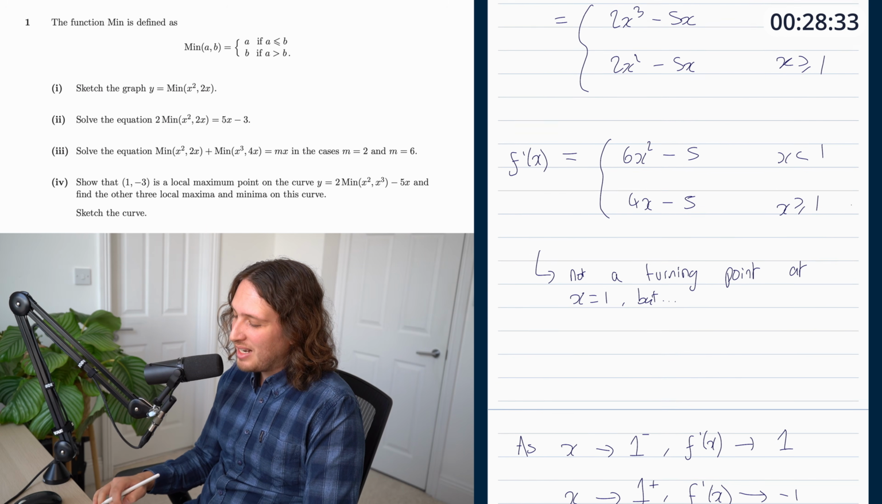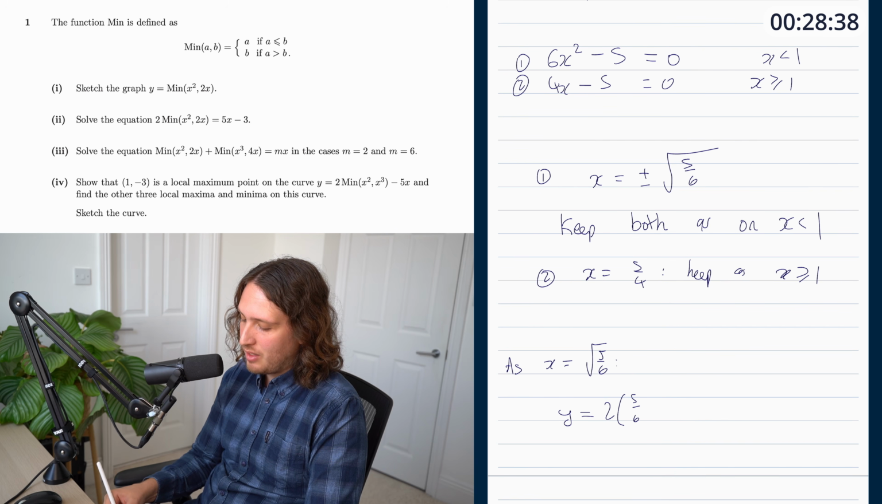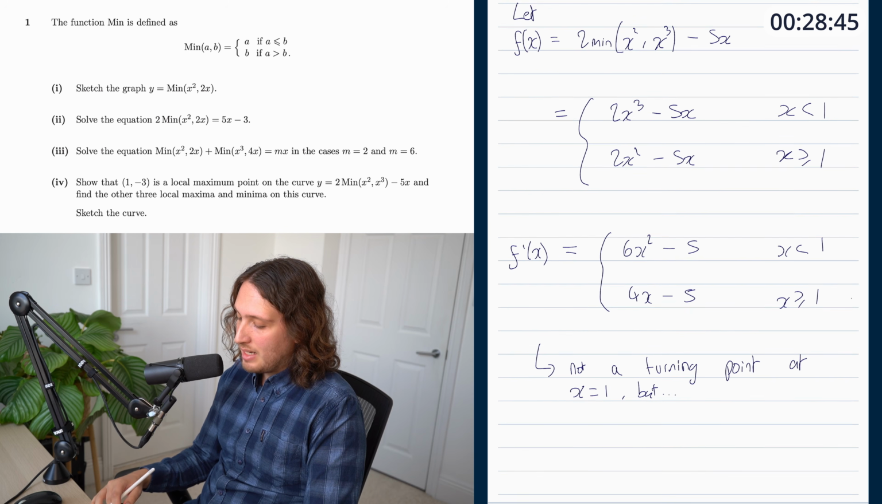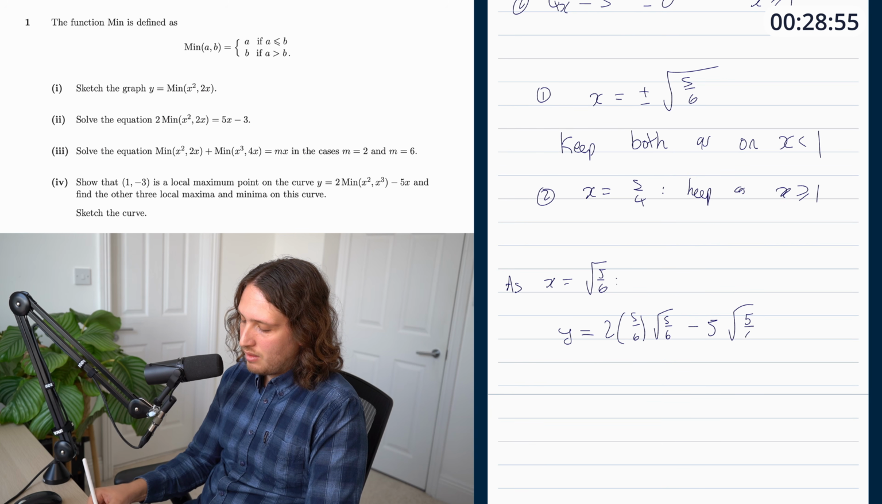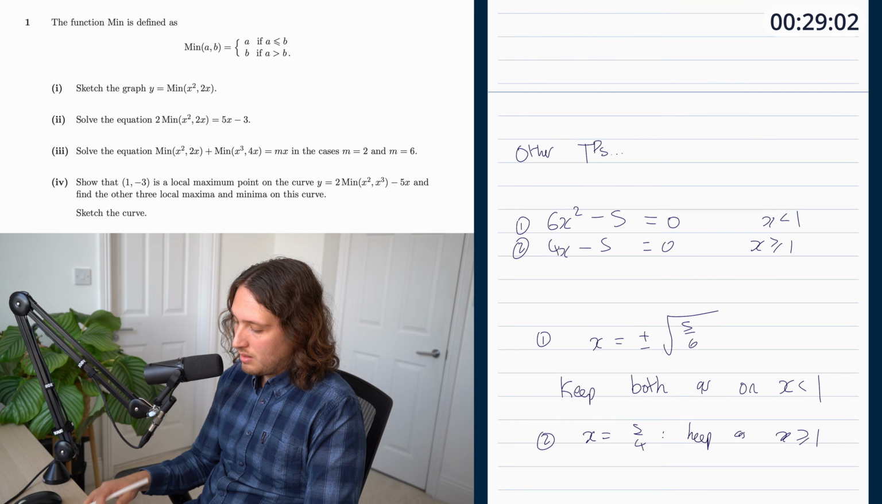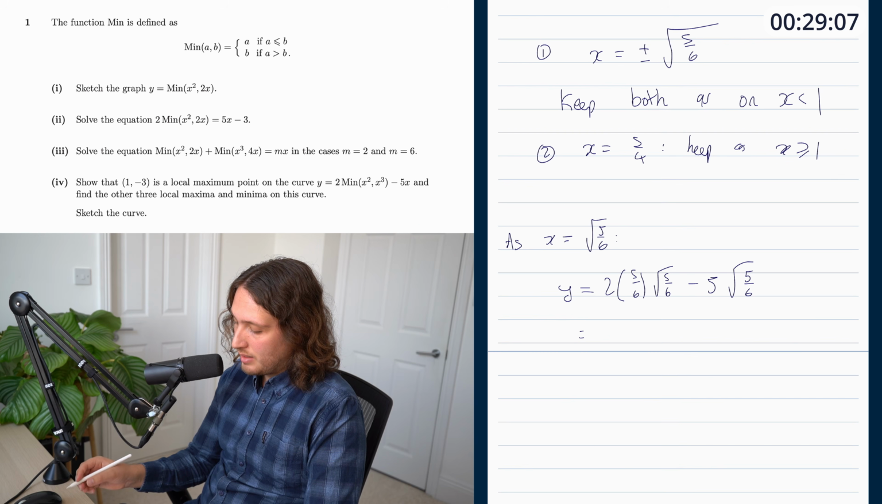So x less than 1, I've got 2x cubed. So the cubed just gives me a 5 over 6, and then I get another one, 5 over 6. And then that's minus 5x, minus 5 root 5 over 6. Well, is that right? 5 root 5 over 6. That looks fine to me.